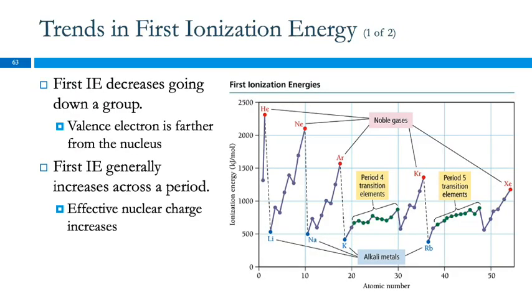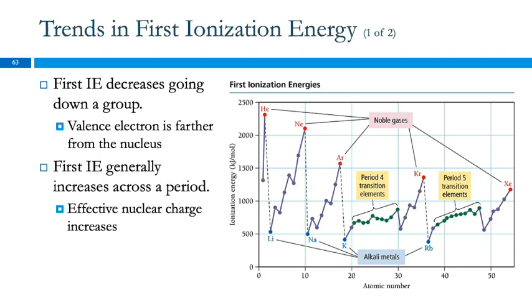So there are trends in the first ionization energy. As you go down a group, the first ionization energy decreases. So for the noble gases, helium has the highest first ionization energy of those, and as you go down the group, the energy required to remove an electron becomes smaller.